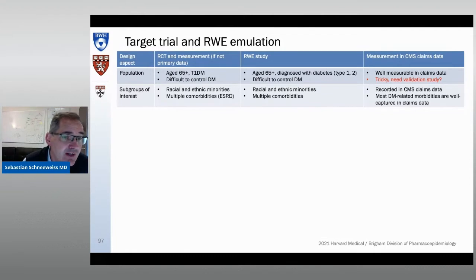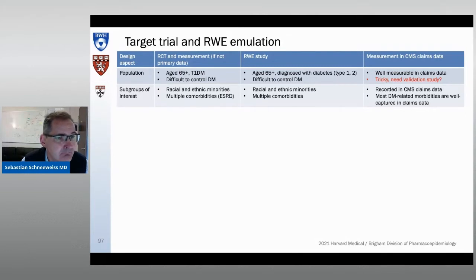The subgroups of interest, racial and ethnic minorities and multiple comorbidities, are very well recorded in CMS data. We record the racial composition and ethnic information, and comorbidities can be identified using diagnosis codes. We do this all the time. So I don't see any issues here.